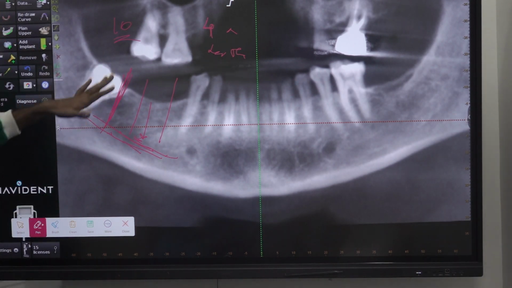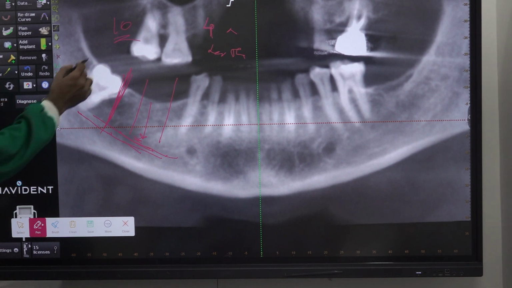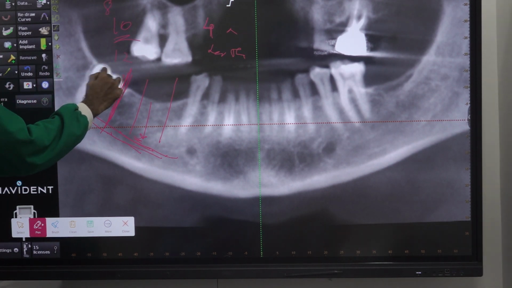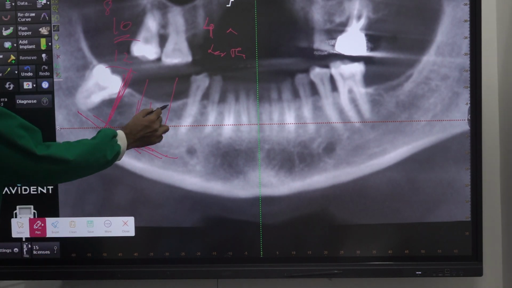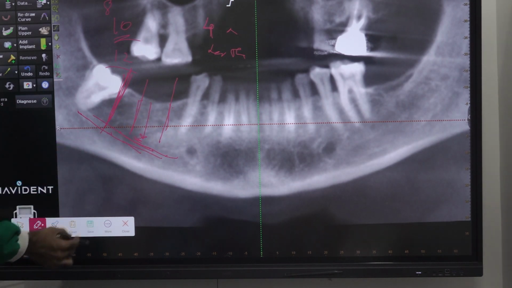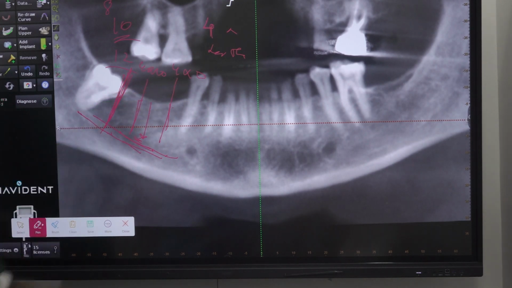Intraoperatively, you cannot select the length. See the IOPA or the CBCT beforehand and finalize whether you are going to place 8, 10 or 12, whatever it is. Mostly it will be around 10. If the buccolingual width is good, 4 by 10, here 4 by 10. If the buccolingual width is not good, less than 4. Any brand is okay. So almost 90% of the planning is over with the pano itself.